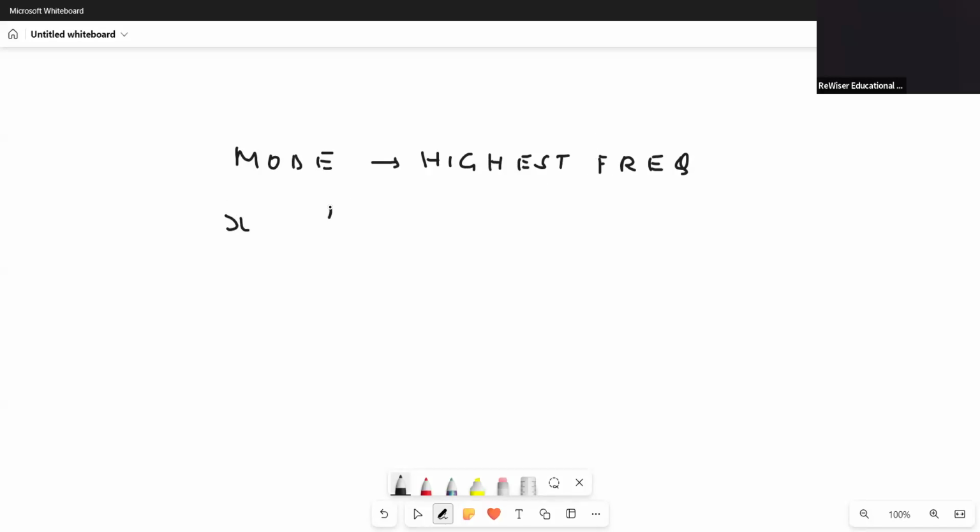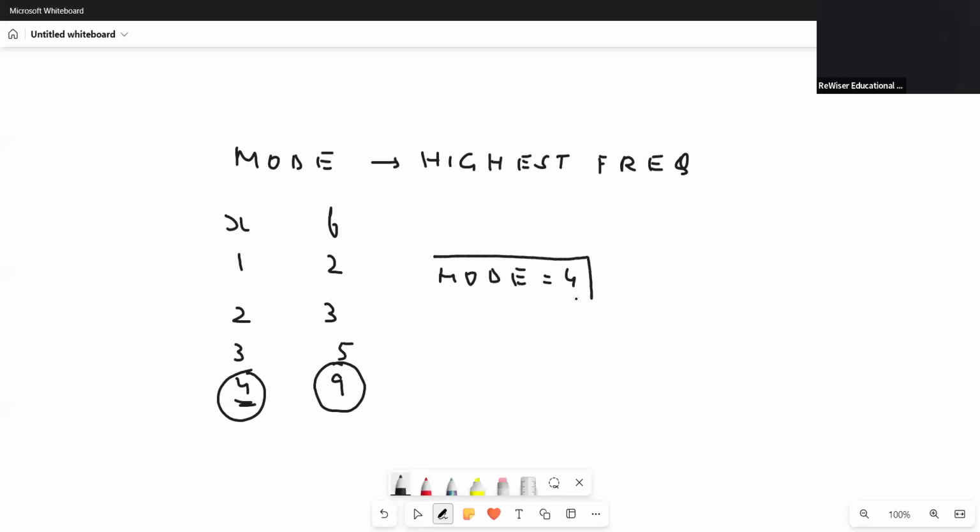Just for example, if I have x values and frequency values, and the numbers of x are 1, 2, 3, 4, and the frequencies are 2, 3, 5, 9. Since 4 is repeated the most number of times, which is 9, the mode of this distribution should be equal to 4. So please remember that the number which is repeated the most number of times is known as the mode and is a measure of central tendency.